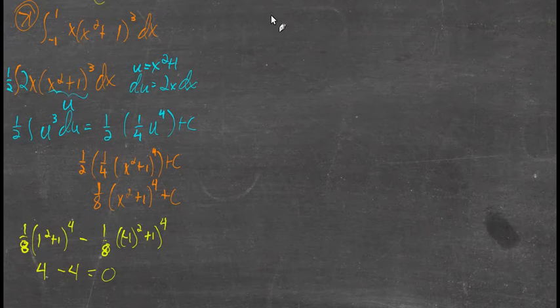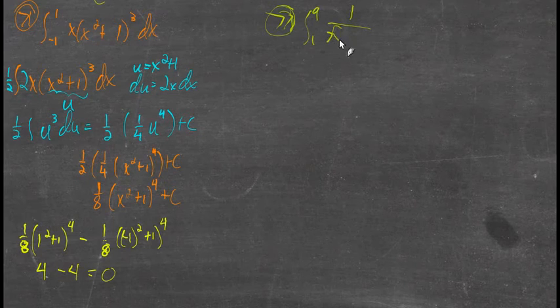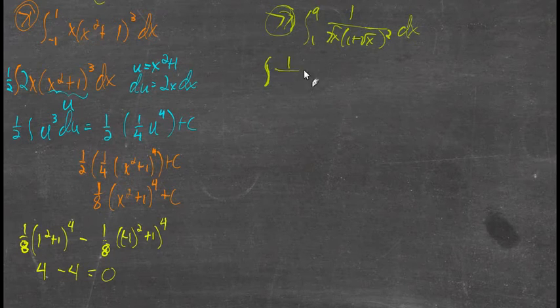Now we'll do 77. That's the definite integral from 1 to 9 of the square root of x times 1 plus the square root of x, squared, dx. Alright, so we have to find the antiderivative of this first, and then we use the fundamental theorem of calculus. So just do 1 over square root of x times 1 plus root x squared.